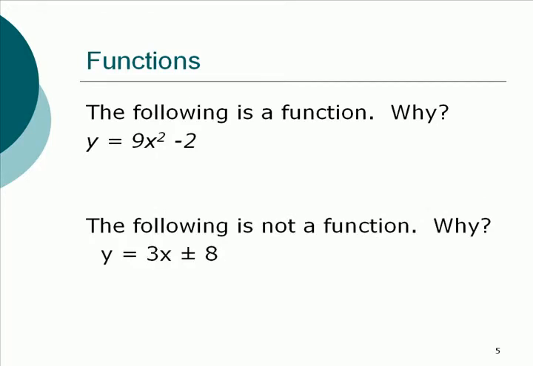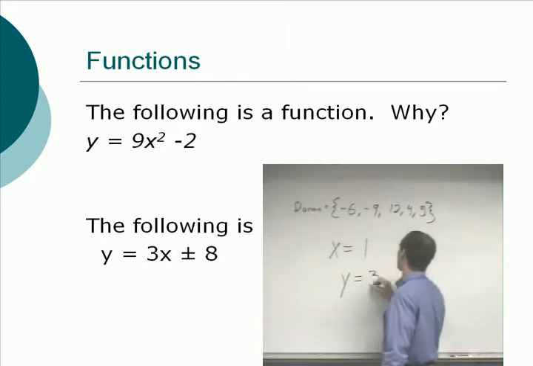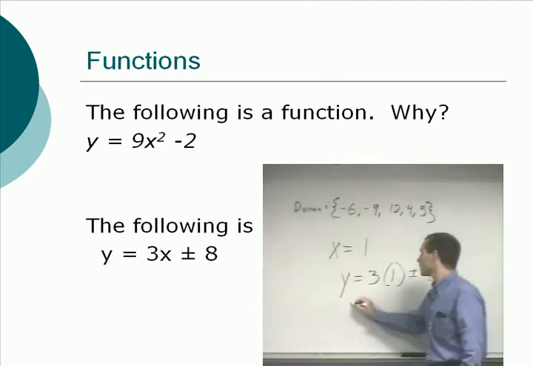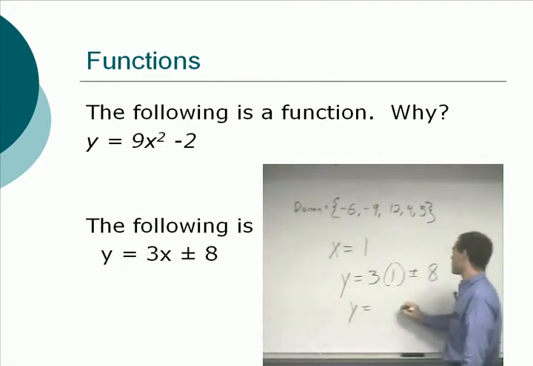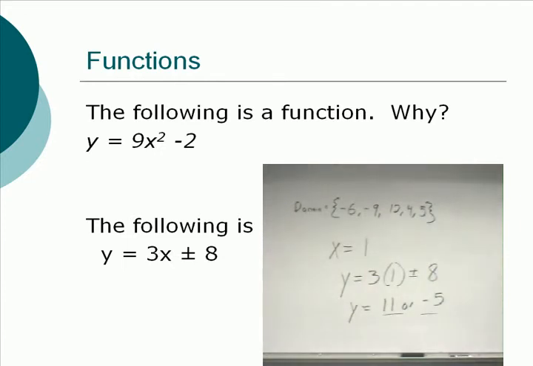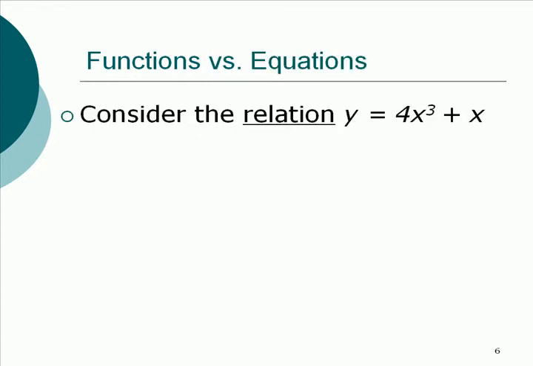This one's not a function. Y equals 3x plus or minus 8. Well, what if I tell you x equals 1 in that bottom equation? Then y would equal 3 times 1 plus or minus 8. Well, what are the two output values you could get? You could get 3 plus 8, which would be 11, or 3 minus 8, which would be -5. There's two output values, so that one is not a function. No deal. That top there should say function versus relation. I made a mistake there, but it's not too important.